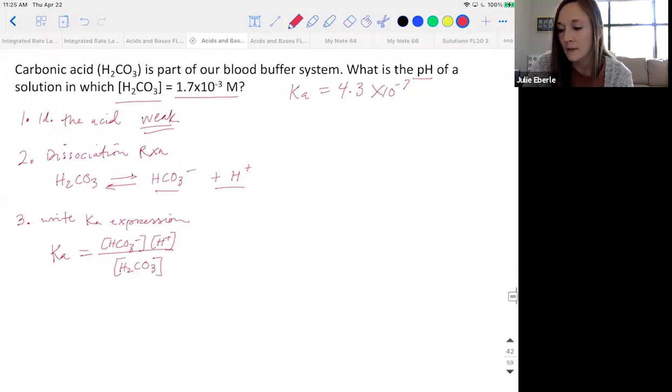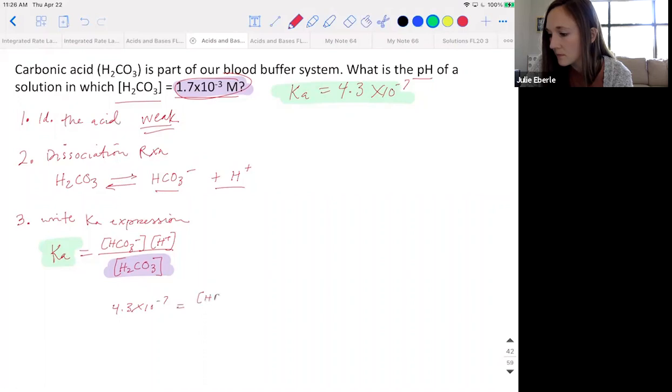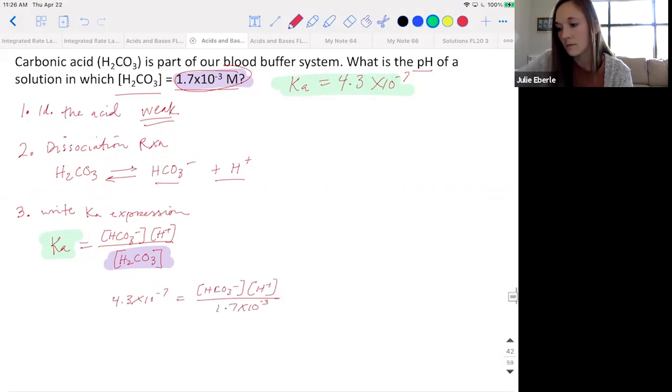All right, so we're about to plug that in. We're given the initial concentration of H2CO3, so I'm going to highlight that. That's what we're given here, and that's what we're going to plug in right here. And then we're going to plug in Ka right here. Okay, we're going to plug these values in. I'm going to move over a little bit. 4.3 times 10 to the minus 7 equals... 4.3. That's what we now have.